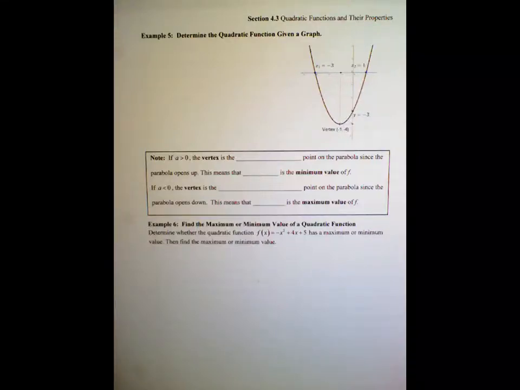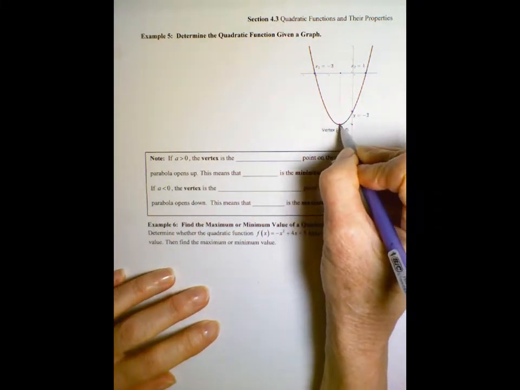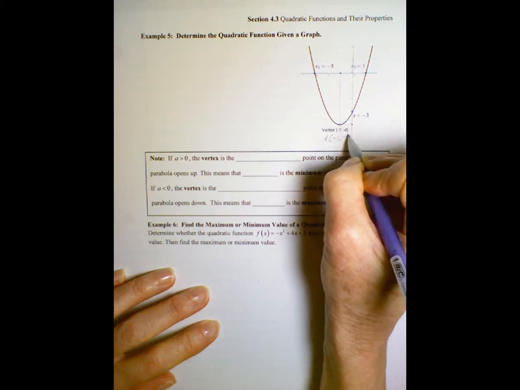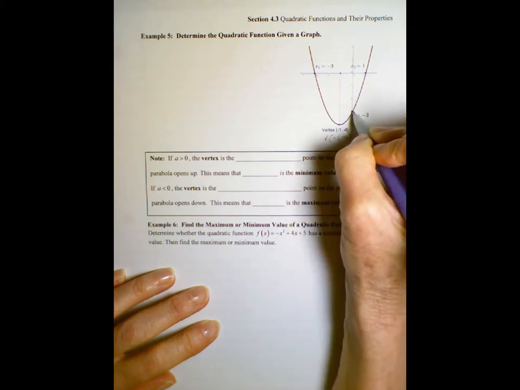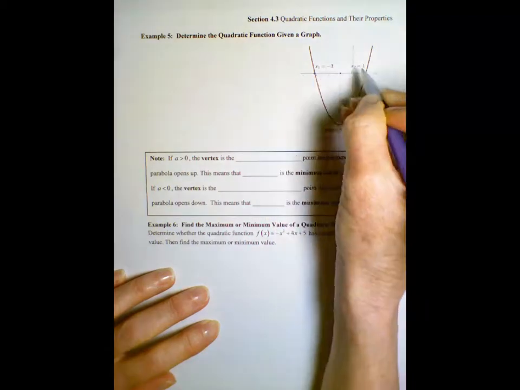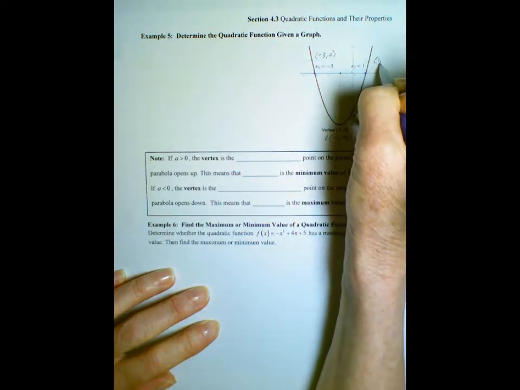We're now on example 5, section 4.3, quadratic functions and their properties. In example 5, they've given us a graph, and from this graph, we are supposed to write the function. It may be a little hard to read the graph, so I'm going to come back through here and indicate that the vertex here is the point -1, -4. We have a y-intercept of the point 0, -3, and two x-intercepts, -3, 0, and 1, 0.